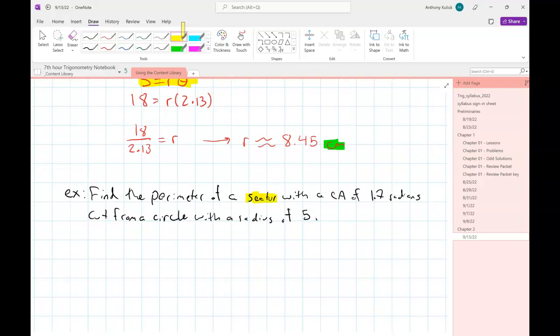Does anybody remember what a sector is from geometry? Okay. Well, a sector is just a pizza slice. So if like this is our pizza, this is our pizza slice. That's our sector. Actually, let me draw that in yellow since it matches with the word I've highlighted. It's just a pizza slice.